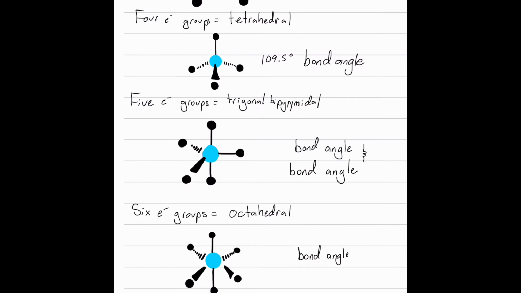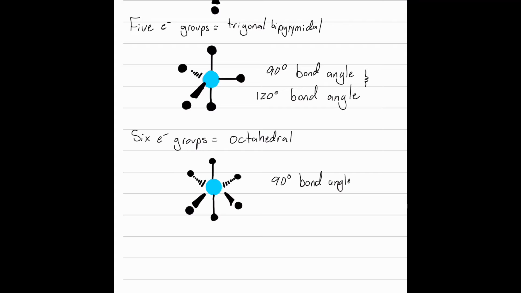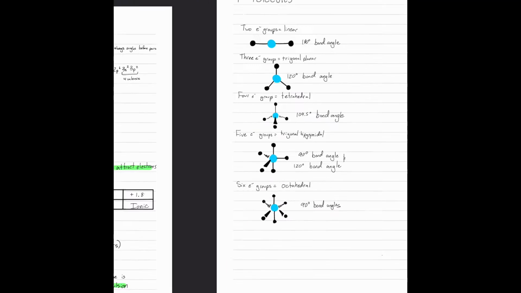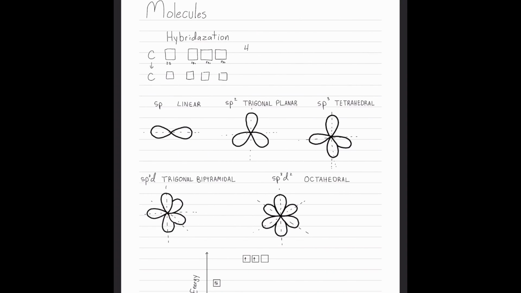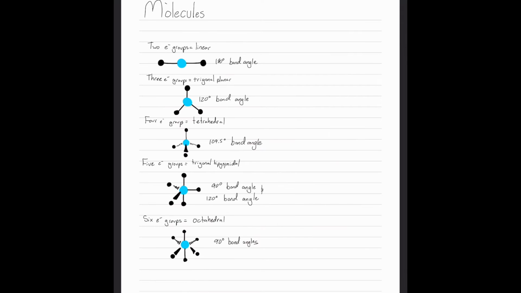5 electron groups is the trigonal bipyramidal, which gives us a 90-degree bond angle and a 120-degree bond angle between those 2 electron groups and then those 3 electron groups. 6 electron groups gives us the octahedral shape, which will have all around 90-degree bond angles. The octet rule that I mentioned earlier doesn't always apply. Central atoms are capable of forming up to 6 bonds in the octahedral shape.